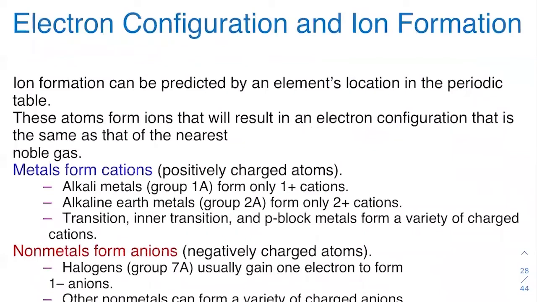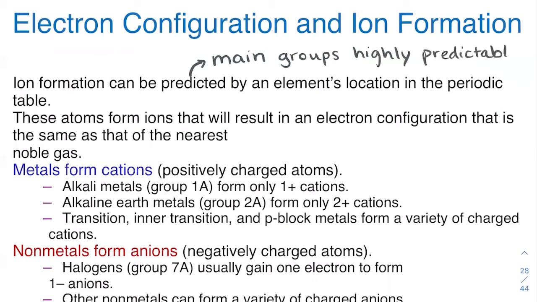Again, with ion formation, we saw today that we can predict main group elements mostly. Main groups are highly predictable. We can make sense of the transition metals and the inner transition metals based off of what we see. We should know the order at which we remove electrons. But again, we should be able to know the charges of the main group elements.